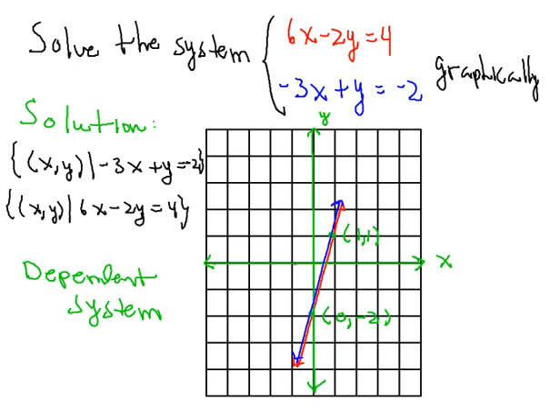And the other way you'll be able to recognize it, which we'll talk about a little bit later also, is that one of the equations in the system must be a multiple of the other. So if you were to look closely here at the blue equation, and if you were to multiply each term by negative 2, I think you can see that you would get the red equation.